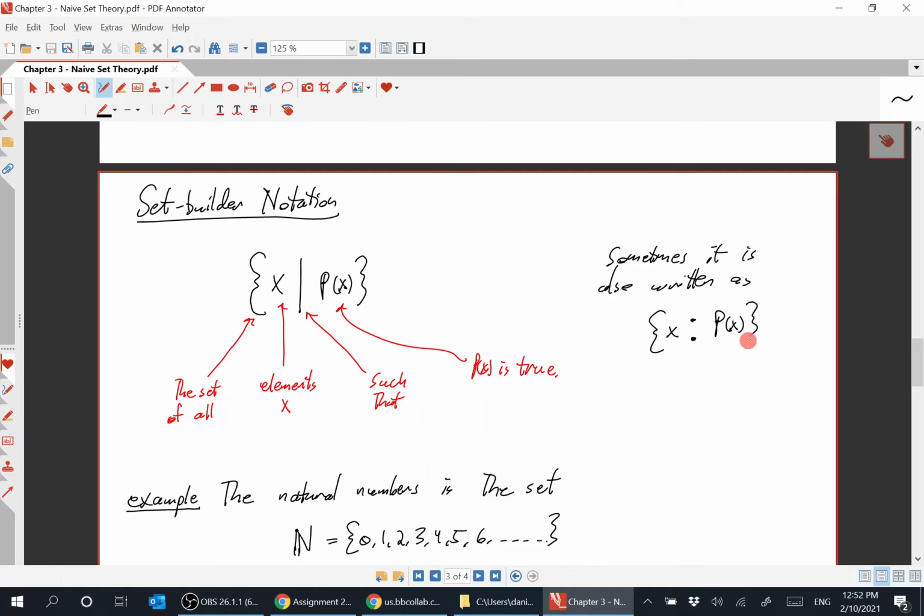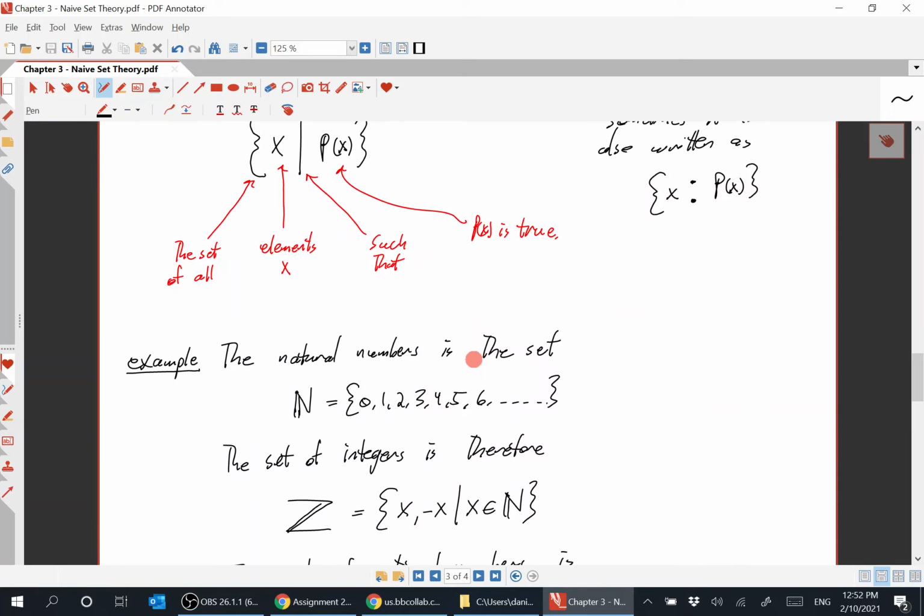So when things are typewritten, typeset, it's usually done like this. With handwriting, it's usually done with this. Although you can see this done in typeset as well. It's just a matter of preference for whoever's writing.